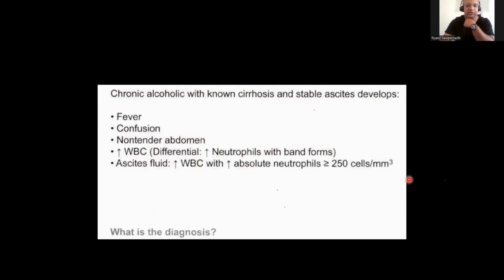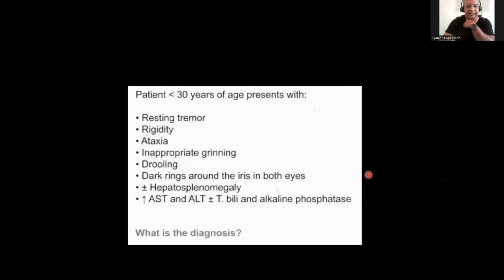Chronic alcoholic with known cirrhosis and stable ascites comes in with fever, confusion, non-tender abdomen. He does have ascites with a neutrophil count about 250. You guys know this is spontaneous bacterial peritonitis. Patient under 30 years of age presents with resting tremor, rigidity, ataxia, inappropriate grinning, drooling, dark rings around both eyes. You guys know this is Wilson's.